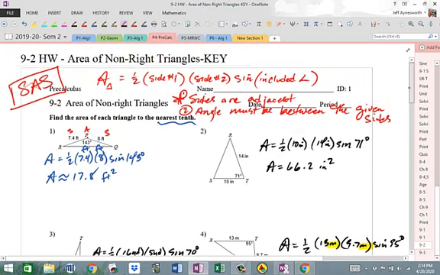One more time, the main idea, and it's easy to remember, is 1/2 times side 1 times side 2 times the sine of the included angle. Remember the two important things: the sides must be adjacent, and the angle must be between the two given sides, so it must be a side angle side condition. That's all there is to it.